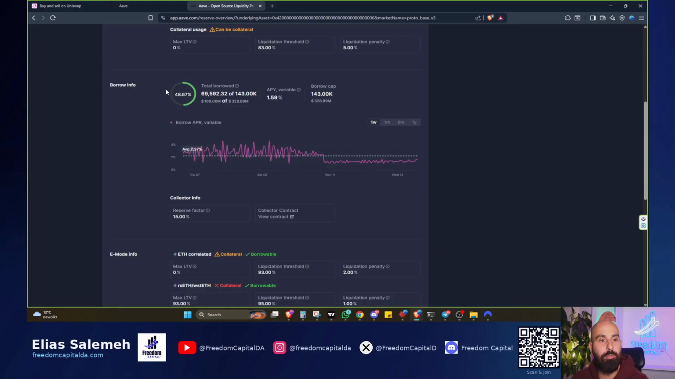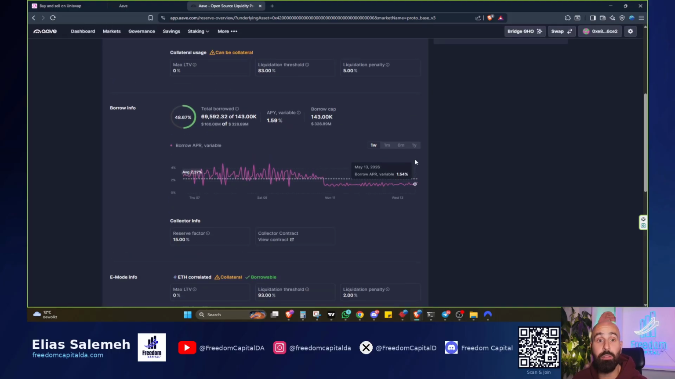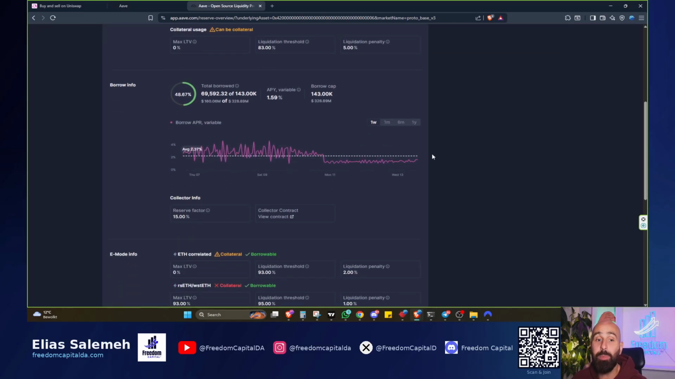Now, looking at the borrow info, same story here. You have 48.67% utilization. APY is 1.59%. So if you are borrowing Ethereum right now, you would pay 1.59% per year as interest. Keeping in mind that the loans here do not have a specific term, meaning that once you borrow in decentralized finance, you're not obliged to return them at a specific date. You can keep the loan open as long as you want. And obviously, the longer you keep it open, the more interest you're paying.